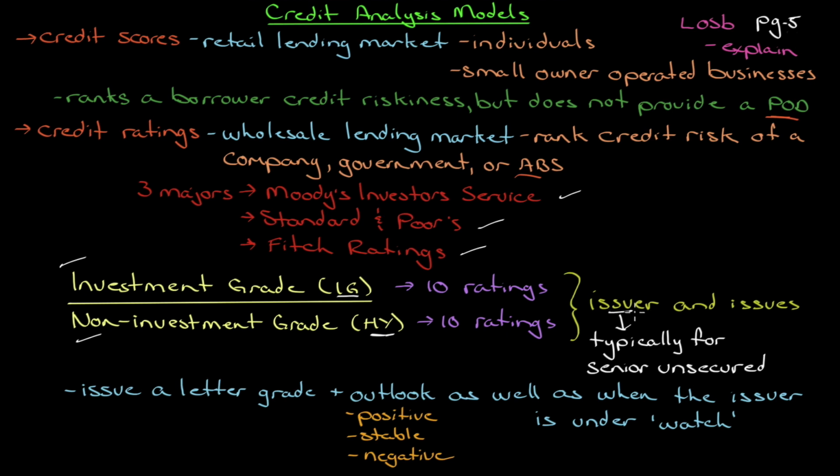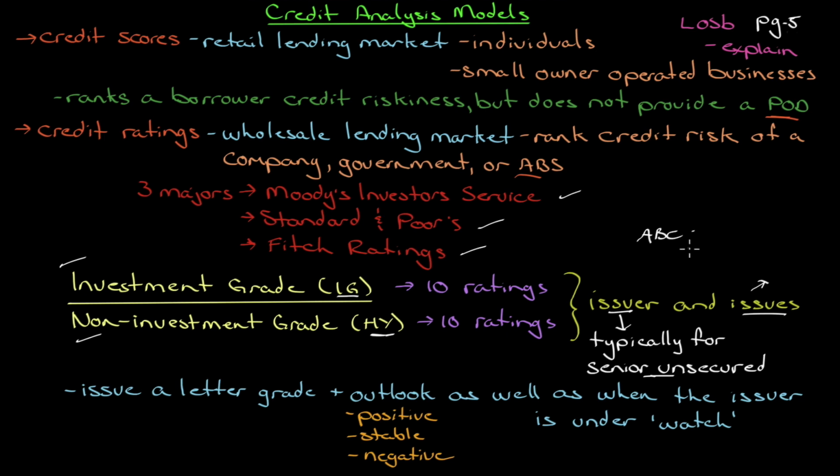Ratings belong to both an issuer and issues. So company ABC will have a credit rating, and the credit rating for ABC is typically for senior unsecured debt, but every credit issue that the company issues will have its own credit rating.